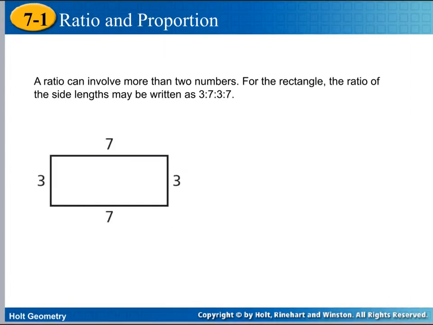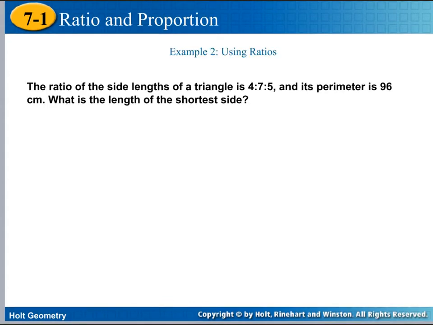So here we have a picture of a rectangle, and we're going to illustrate how we might use more than one number to compare using a ratio. Here we can see the width of this rectangle is 3, and then 7. So we go 3 to 7, and then 3, the other side of the rectangle, and 7 again. Now that's probably more information than you need on that rectangle because some of the information is duplicate. But here we're comparing 4 things using a ratio. In this example, the ratio of the side lengths of a triangle is 4 to 7 to 5, and they also tell us what the perimeter is. And they want us to find the length of the shortest side.